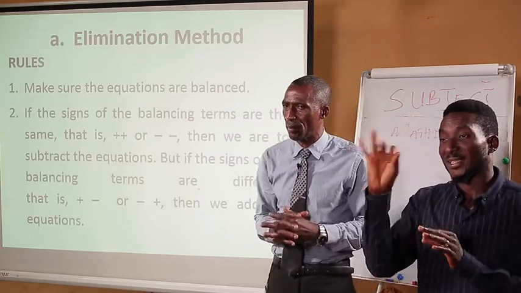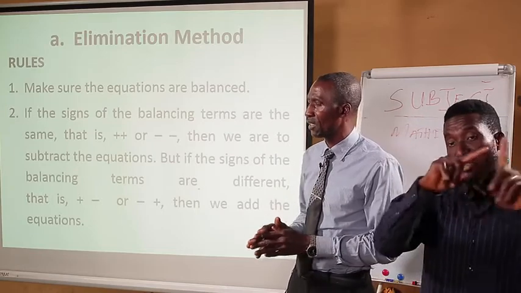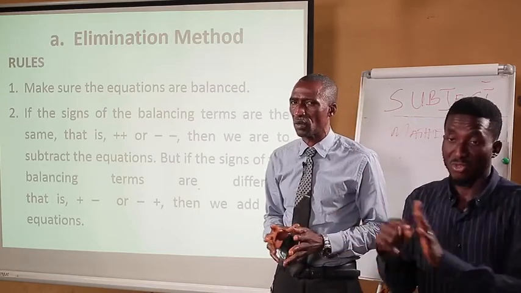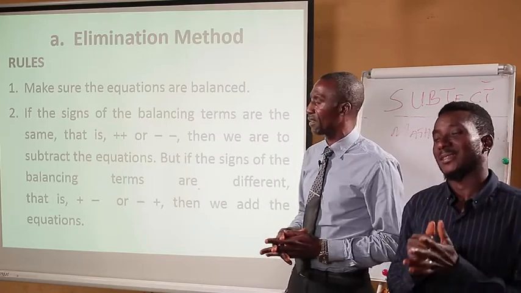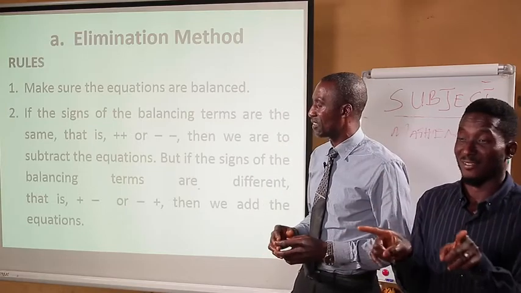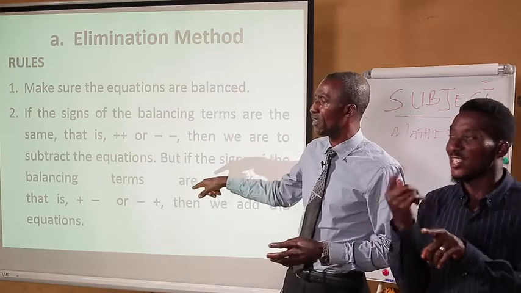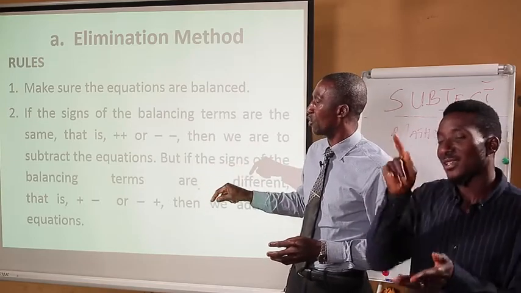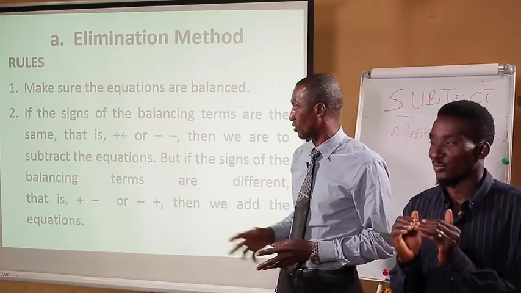Then number 2, if the signs of the balancing terms are the same, that is plus, plus, or minus, minus, then we are to subtract the equations. And if the signs of the balancing terms are different, then the converse will be the result. That is, we are to add the equations.